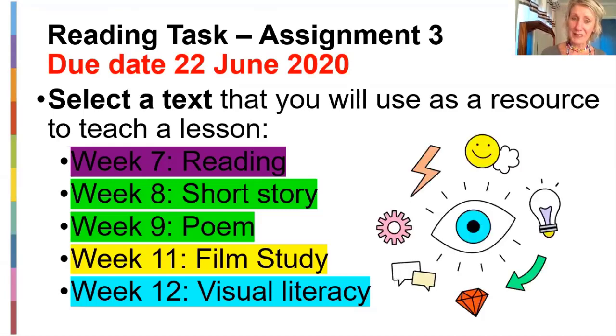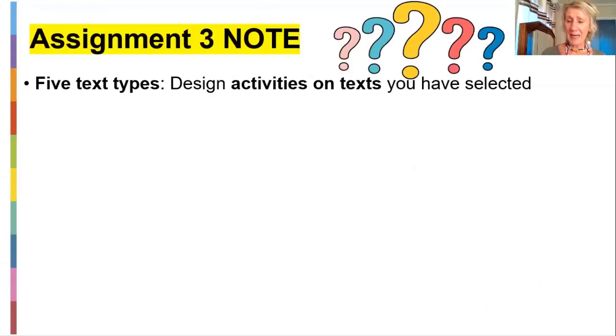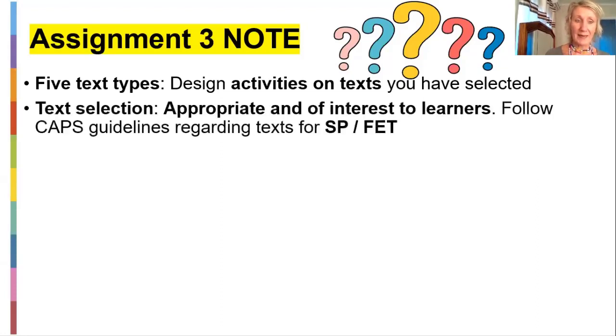There's all your genres for assignment 2. I'm going to go over assignment 3 now, sorry, to give you some of the details that you need to know. So basically for assignment 3, you've got 5 different text types, and you've got to design an activity on each one of those. So I'm going to go through all the requirements now, so hopefully you can understand them.